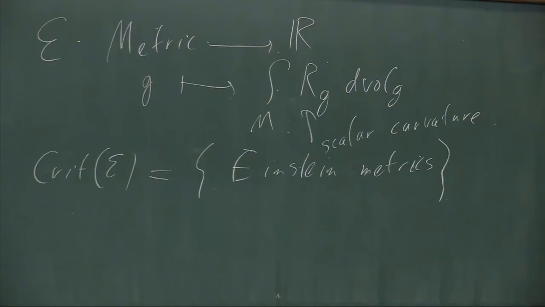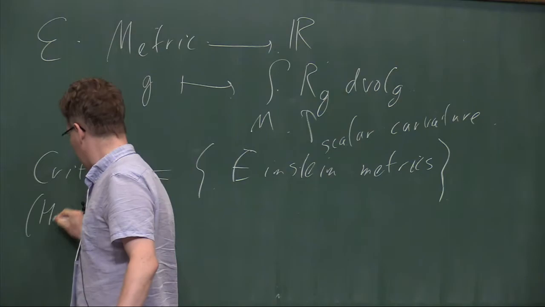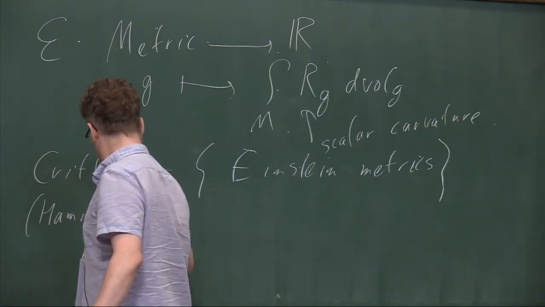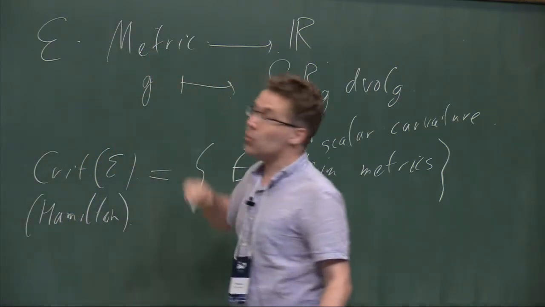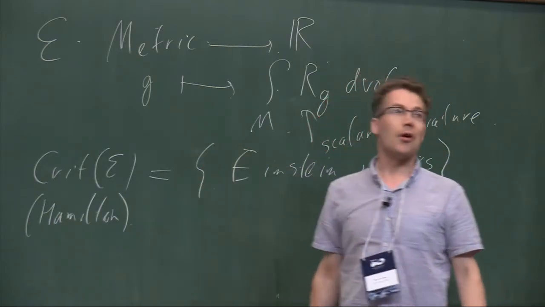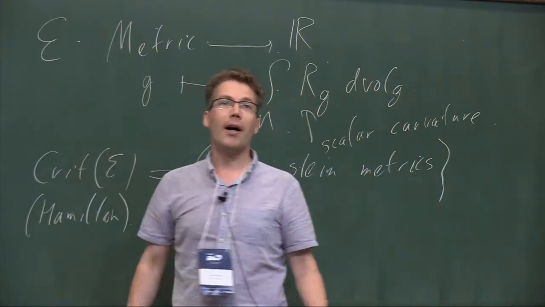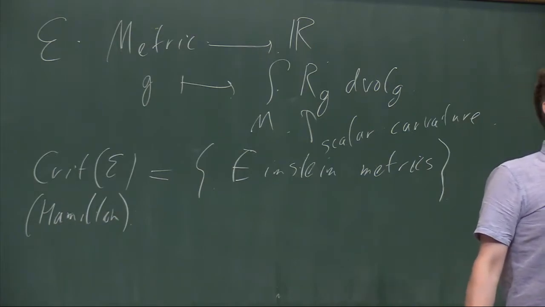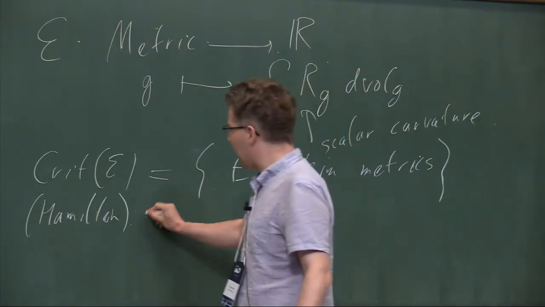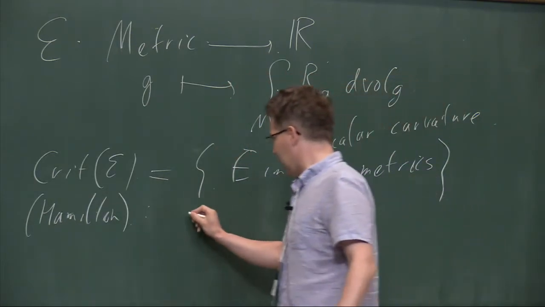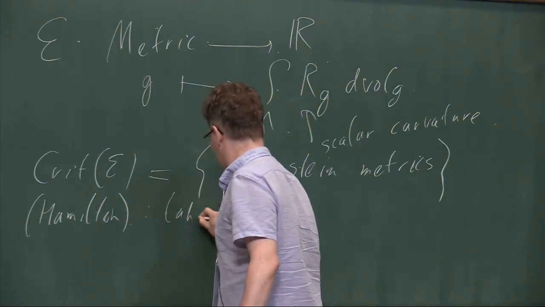Okay, and so now what's the idea? So maybe I should point out this is Hamilton. The idea is to kind of take the gradient of this functional, and this gives you a flow. And Hamilton was very brave. He just wrote down this flow. So Hamilton takes the gradient.